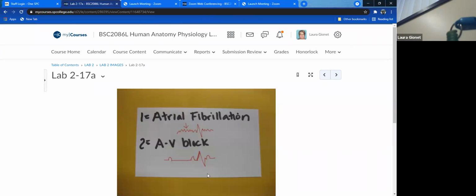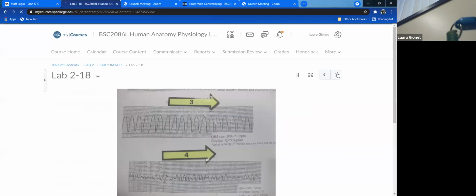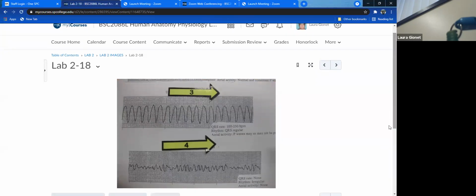So the top one is atrial flutter. Number 2 represents an AV block of different degrees. You can have 1, 2, and 3 degrees of AV block. And then we had the ventricular pathologies.